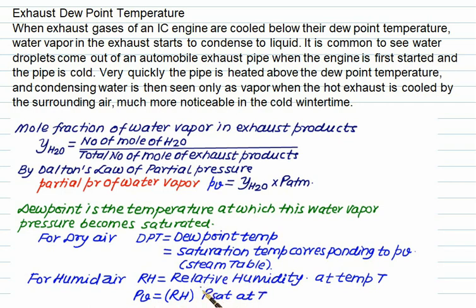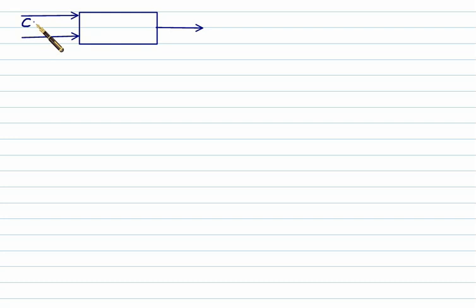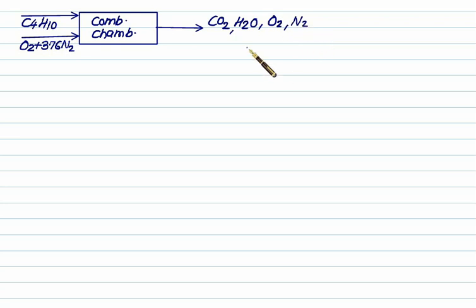So this concept will be more clear if we go for air conditioning. RH is defined as PV divided by PS at dry bulb temperature. Butane, that is C4H10, is burned with air, so we have O2 plus 3.76 times N2. This is the combustion chamber, and we have here products of combustion, which are CO2, H2O, nitrogen. So first of all, we'll calculate here the theoretical air fuel ratio.